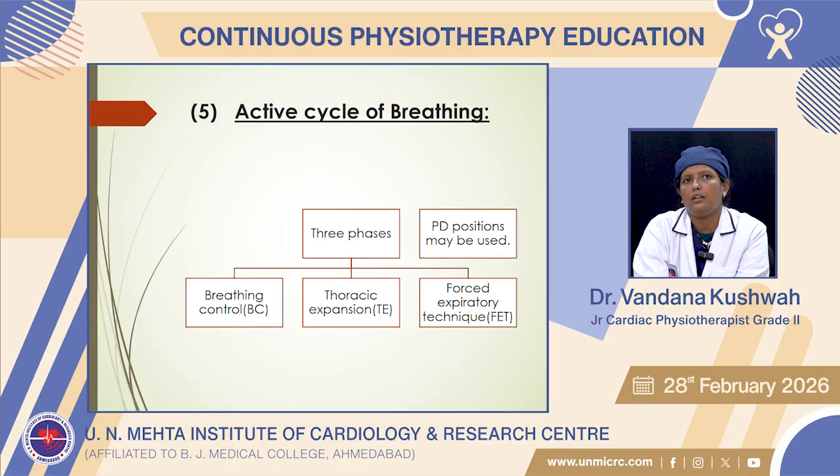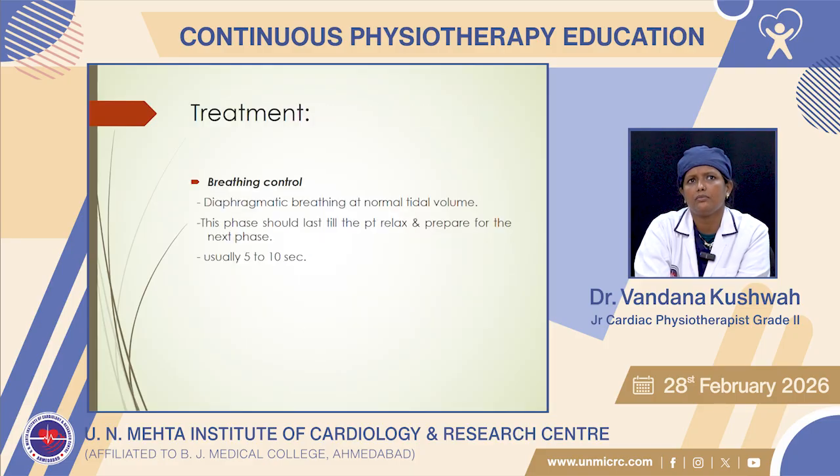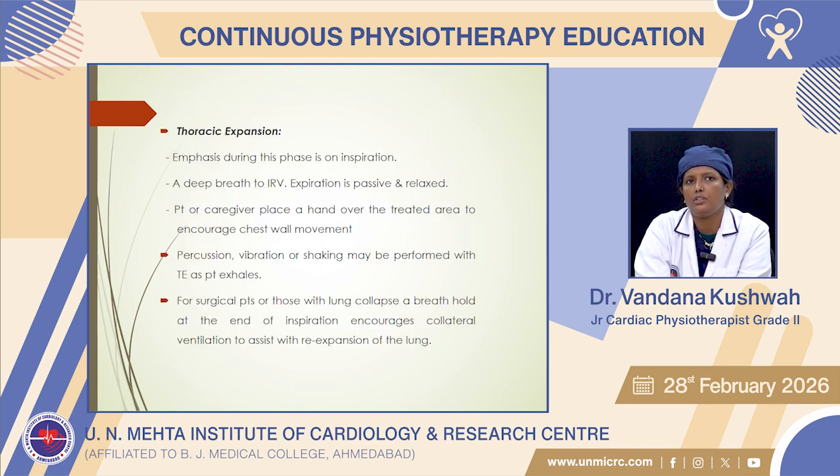Fifth is ACBT, which means active cycle of breathing techniques, which includes three phases. PD position may be used. It includes breathing control first, second is thoracic expansion, and third is forced expiratory techniques. In breathing control, we include diaphragmatic breathing at normal tidal volume. This phase should last until the patient relaxes and prepares for the next phase. It usually lasts 5 to 10 seconds.